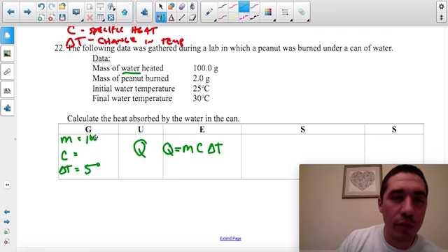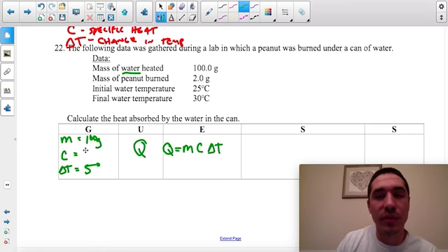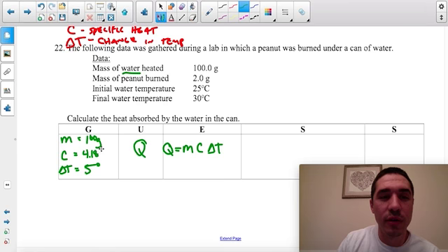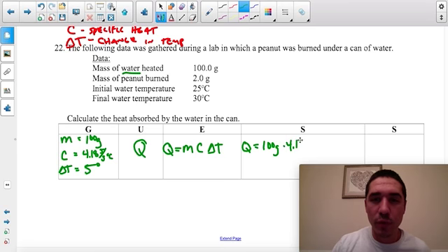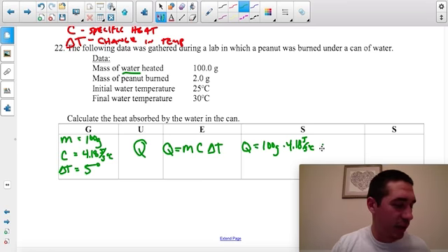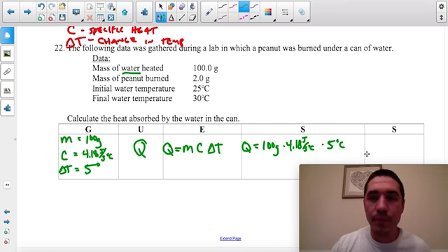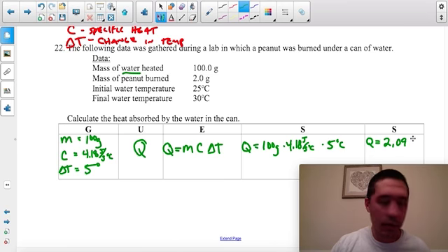So that's 100 grams. And the specific heat I'm going to use is not the specific heat of a peanut, it's going to be the specific heat of water. It is 4.18 joules per gram degrees Celsius. So when I substitute my values in, Q is going to be equal to 100 grams times 4.18 joules per gram degrees Celsius, times 5 degrees Celsius, which would give me an overall energy of 2,090 joules.